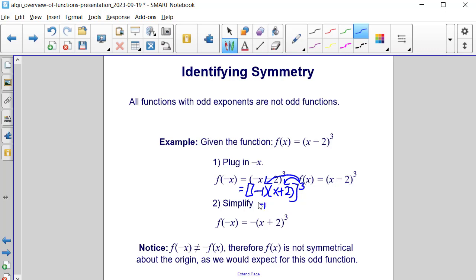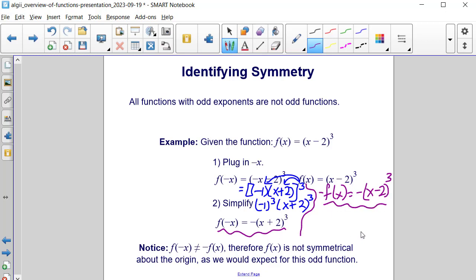So we have negative 1 raised to the third power times x plus 2 raised to the third power. And when we evaluate negative 1 to the third, we're left with negative 1 or a negative sign out in front. And then we still have x plus 2 raised to the third power. Now if we look at negative f of x, that's going to be equal to negative, and then f of x is x minus 2 raised to the third power. Notice f of negative x and negative f of x are not equal to one another.